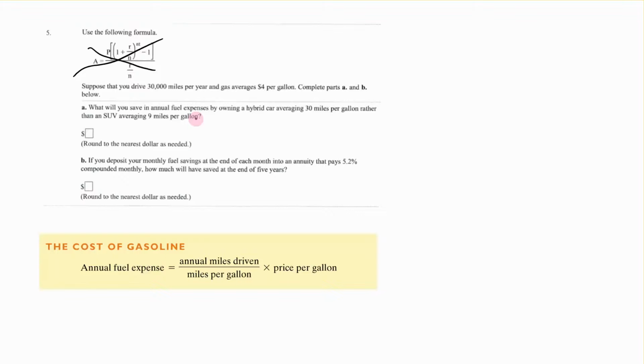All right, this formula is in your textbook. It's on page 544. I've also put it on the formula sheet. So let's figure out what the cost for gas will be in each of these vehicles, and then we'll see how much we save if we have the hybrid.